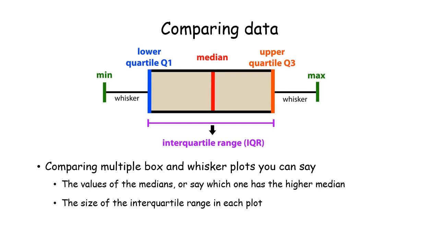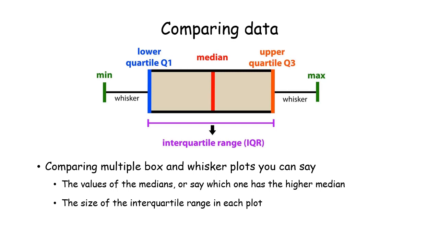The final thing that you could be asked is, if you have multiple box and whisker plots, what would you be looking for when you're comparing data? There are 2 main things that they are looking for. 1, what are the values of the medians? If you've got 2 box and whisker plots, you can say that the median for this box and whisker plot is this value, and the median for this box and whisker plot is that value.